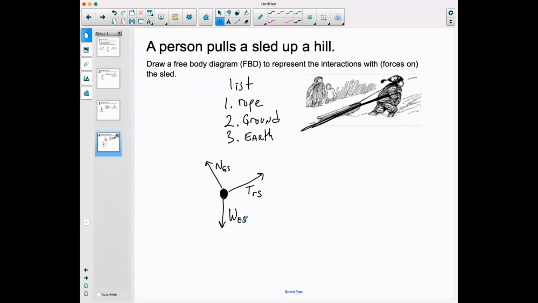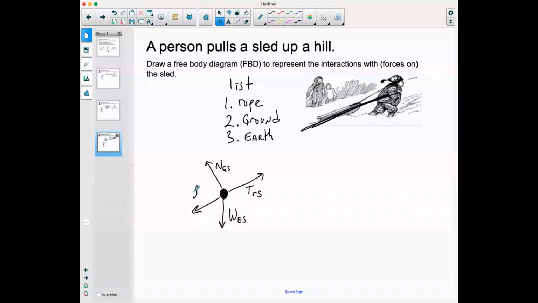And lastly, let's put a little friction between the sled and the snow. Sure, snow is slippery, but it's not infinitely slippery. So let's put a little friction. Now you might say, well, you don't have another thing. Well, friction is between the ground and the sled, so we already listed that object. The ground actually has two interactions, a normal interaction, perpendicular, and then friction acts backwards like that, kind of against the sliding of the sled up the hill.